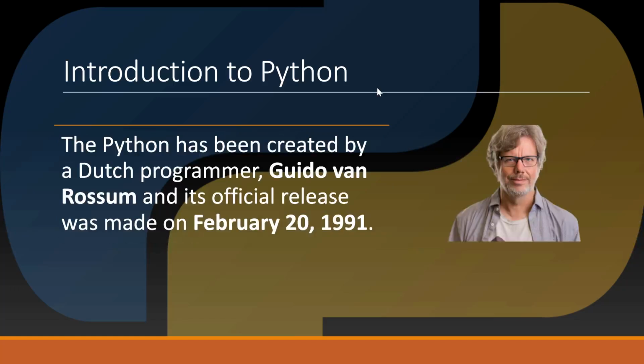Now Python was created by a Dutch programmer named Guido van Rossum in the early 1980s and its official release was made on February 20, 1991. Moreover, Python is also known as a general purpose programming language because it can be utilized in almost every industry. So let us discuss some of the key areas of application of Python.